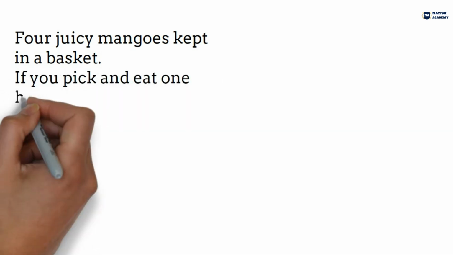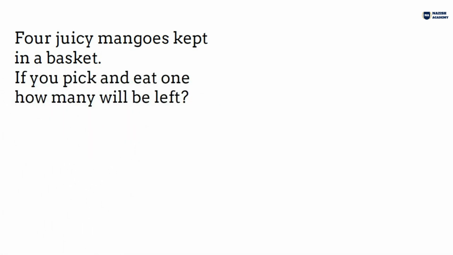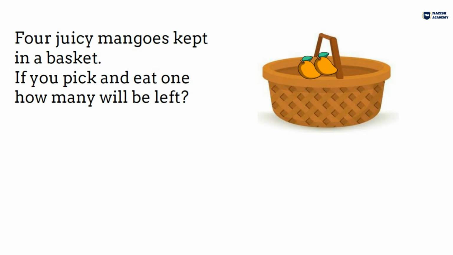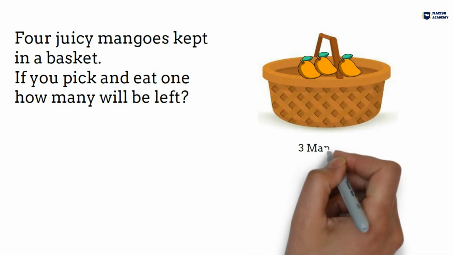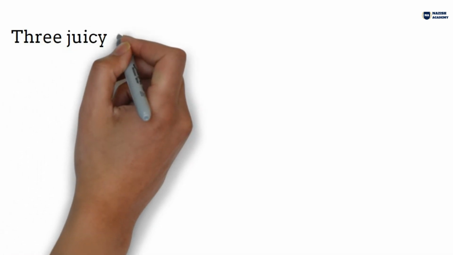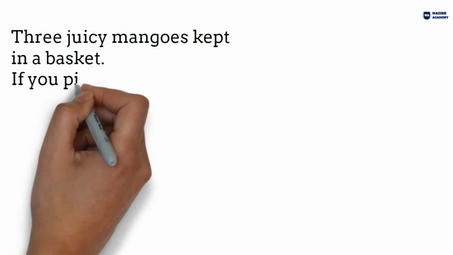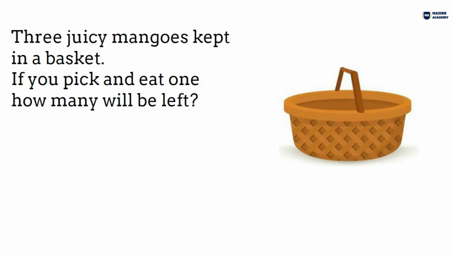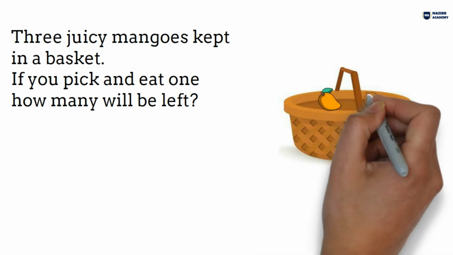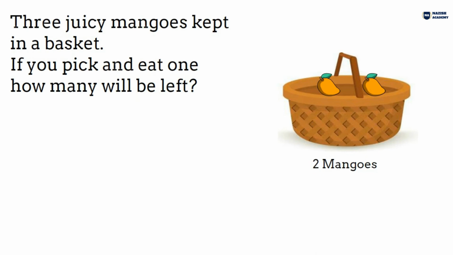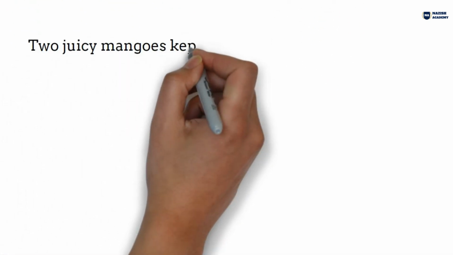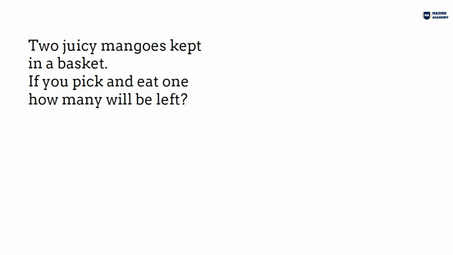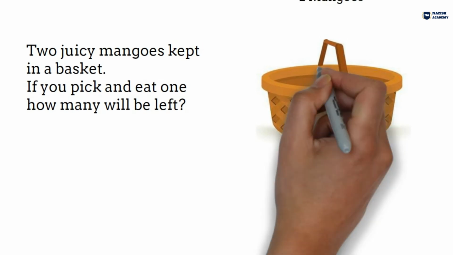4 juicy mangoes kept in a basket. If you pick and eat one, how many will be left? Tell me, 4 mangoes में से आपने एक खा लिए, कितने बचे? 3, good. 3 juicy mangoes kept in a basket. If you pick and eat one, how many will be left? 3 mangoes थे, आपने एक खा लिए, कितने बचे? 2, good. 2 juicy mangoes kept in a basket. If you pick and eat one, how many will be left?